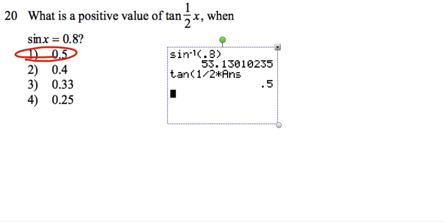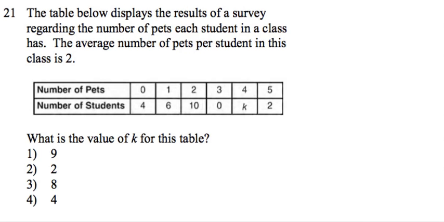Alright, so let's look at number 21. The table below displays the result of a survey regarding pets. If the average number of pets is 2, then find the value of k. In order to find the average, especially since we are looking at a weighted average, we have to multiply these two, and then divide by the number of students.